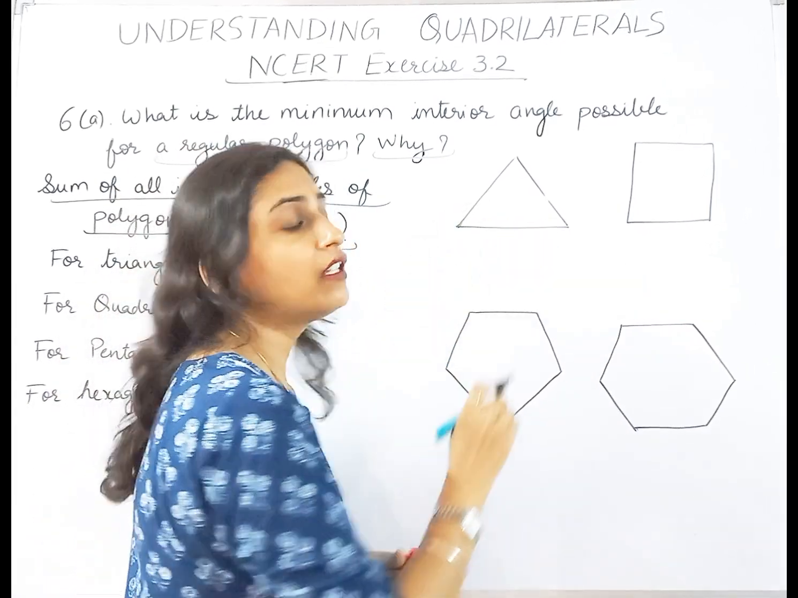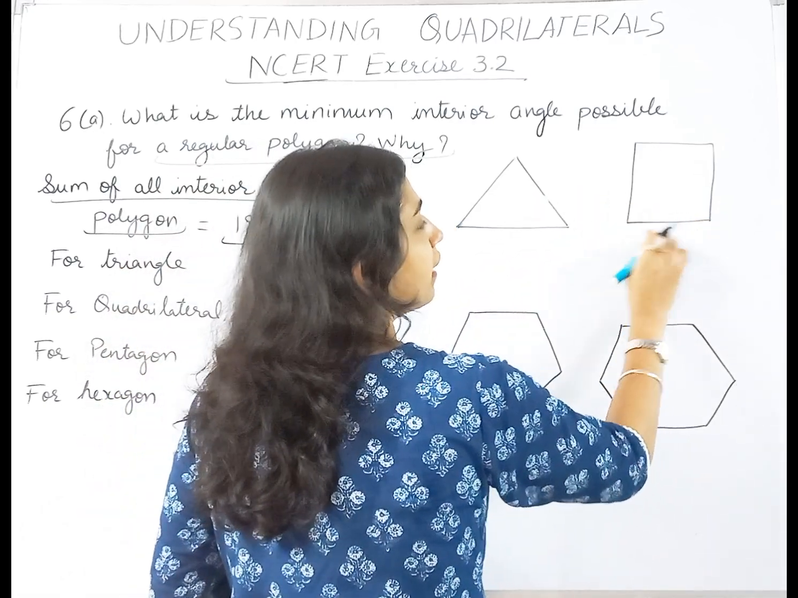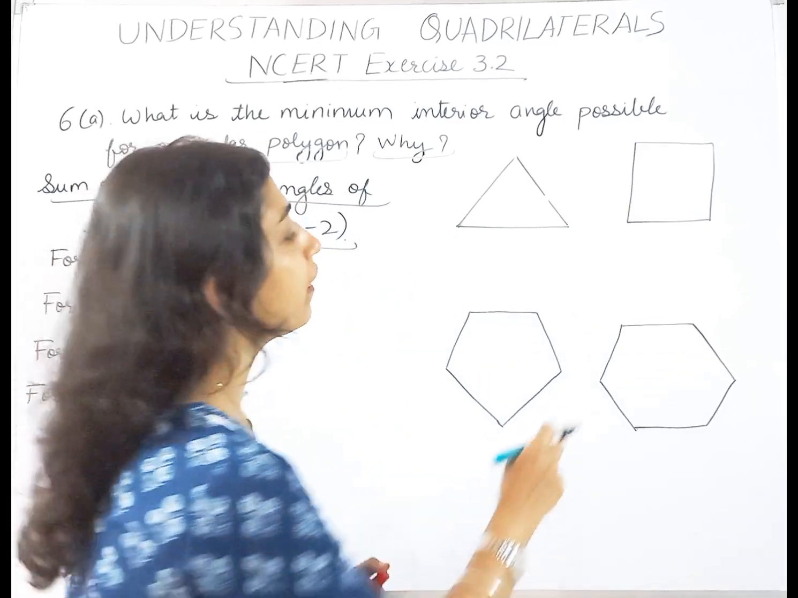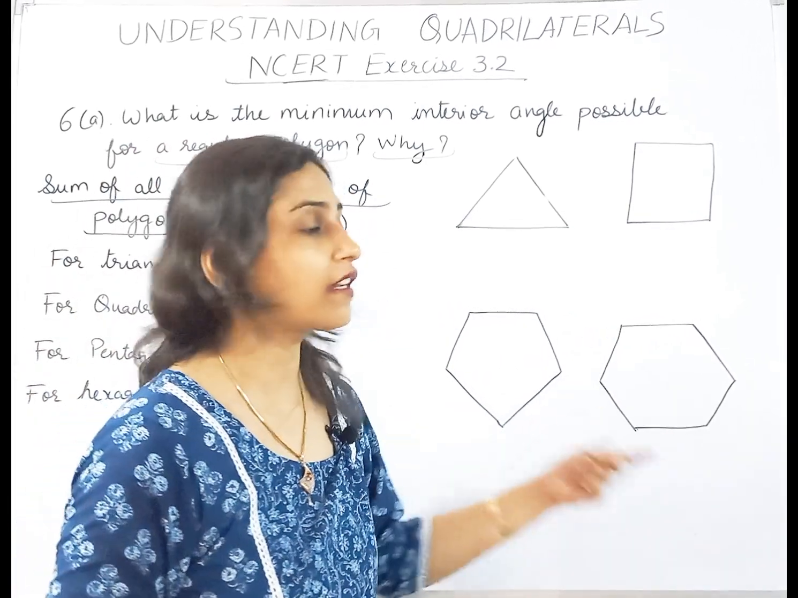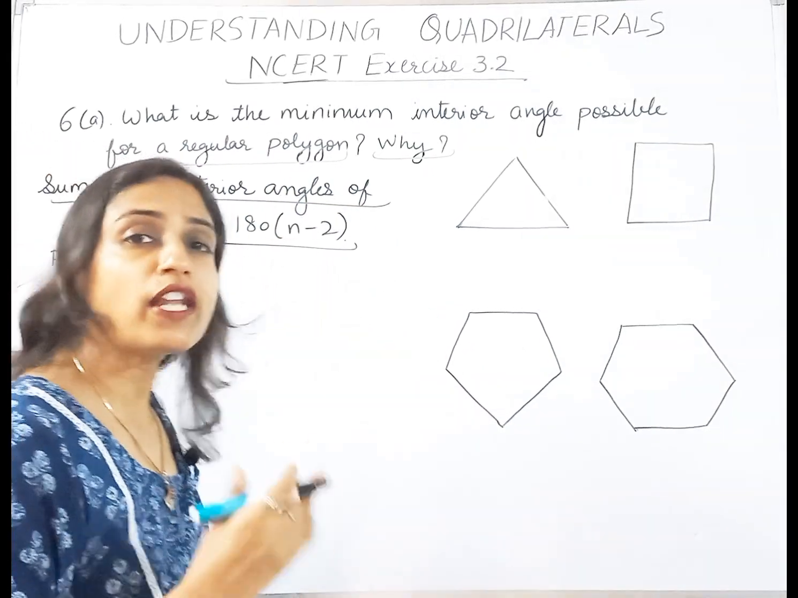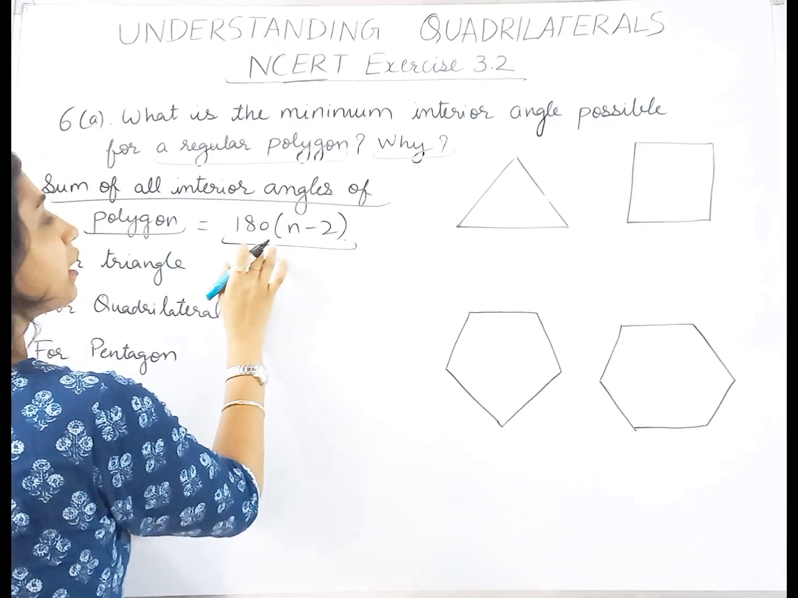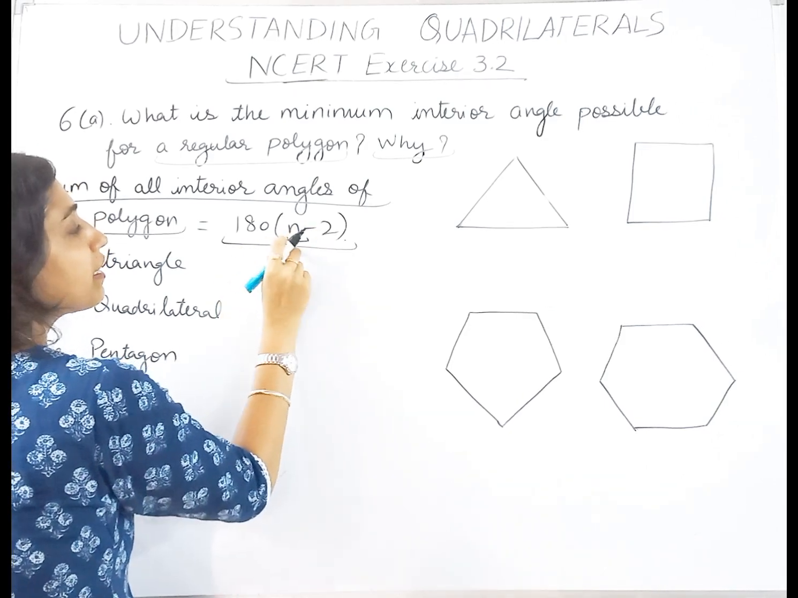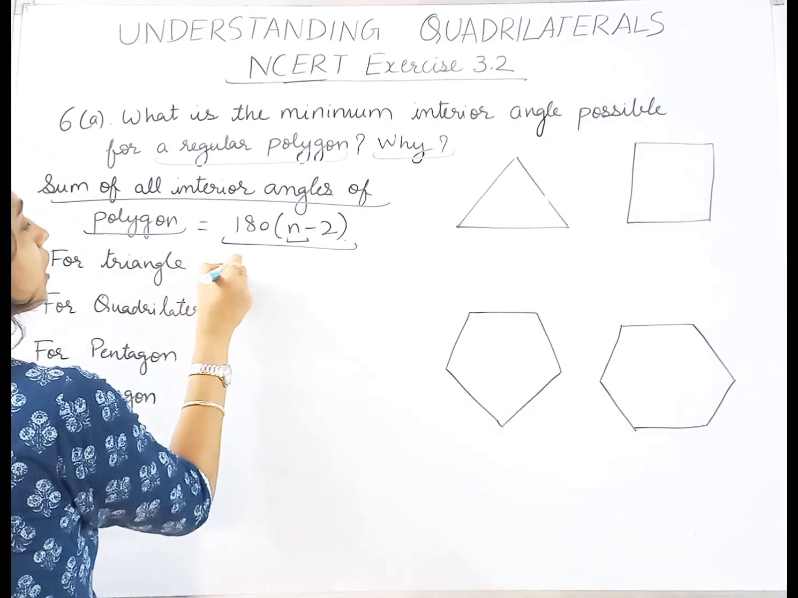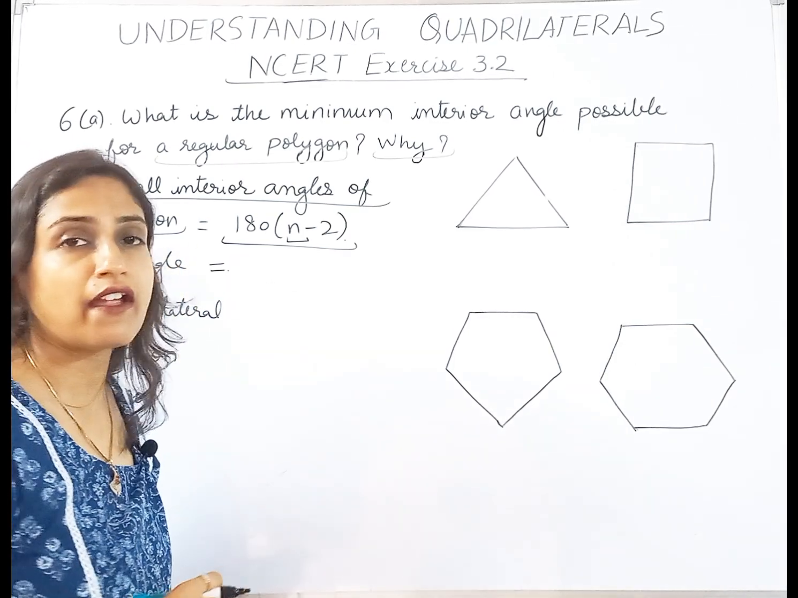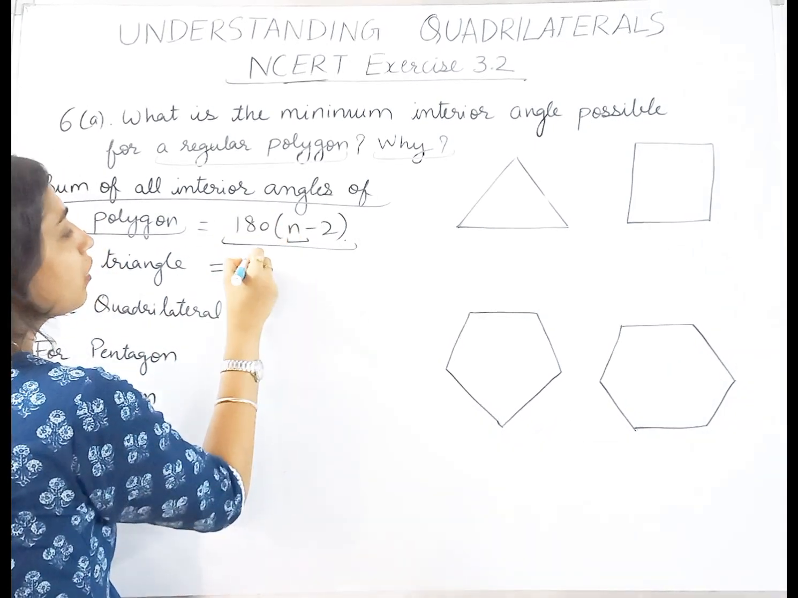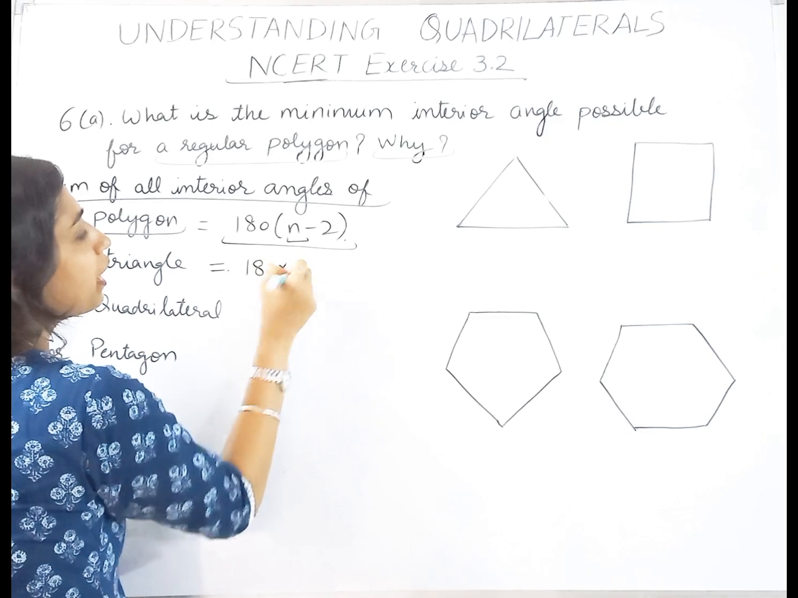That is a triangle. Then the polygon can have 4 sides, then it is known as a quadrilateral. With 5 sides it is known as a pentagon, and with 6 sides it is known as a hexagon, and so on. So we know the formula to find the sum of all interior angles of a polygon, which is 180 into (n minus 2), where n is the number of sides of the polygon. If we find the sum of all interior angles of a triangle, we put the value of n as 3, and 3 minus 2 is 1. So the sum becomes 180 into 1.